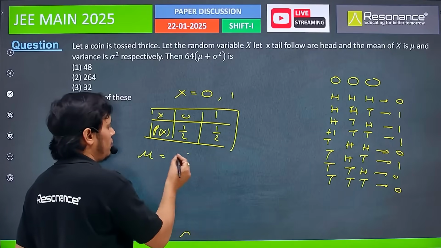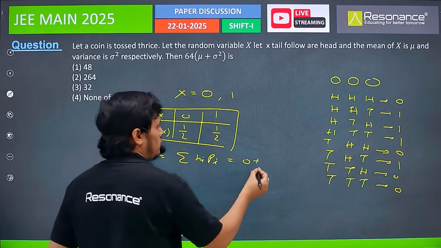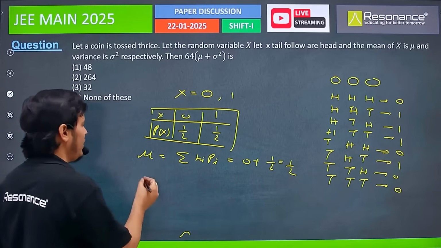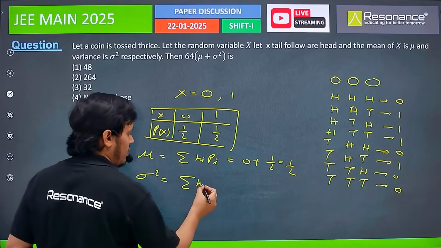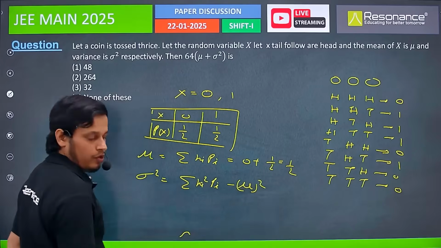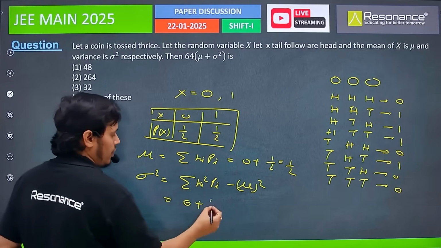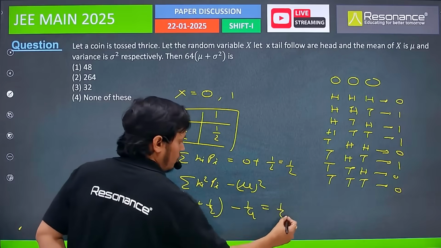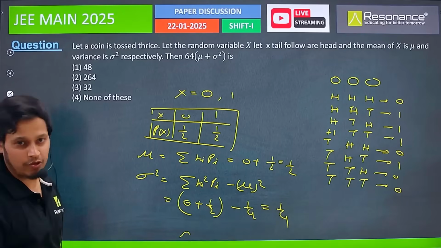What is mu? The mu formula is sigma xi into pi. So this one into this one is 0, plus this one into this one is 1 by 2. What did you get? 1 by 2. Then next is sigma square. Sigma square is the variance. What is the formula? Sigma xi square into pi minus mu whole square. 0 square into this one is 0. 1 square into 1 by 2 is 1 by 2, and minus mu square, 1 by 4. What did we get? 1 by 4. So mu is equal to 1 by 2 and sigma square is equal to 1 by 4.